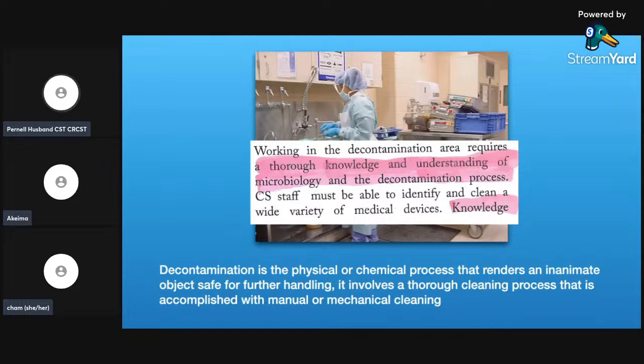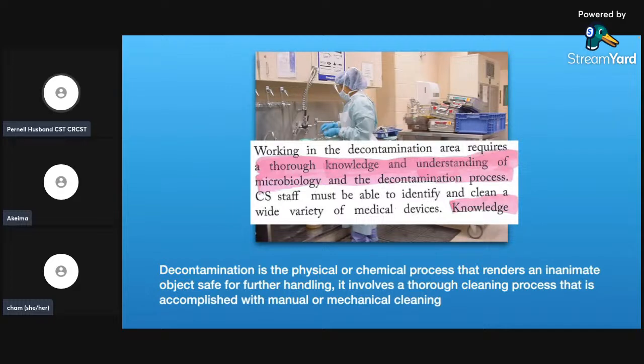So decontamination is the physical or chemical process that renders these inanimate objects safe for further handling. And that's one of the goals, to make these items safe for further handling so they can be further reprocessed, when you think about it, right? Somebody else has to touch this, has to interact with it, has to inspect it. So decontamination involves a thorough cleaning process that is accomplished with manual and or mechanical cleaning.